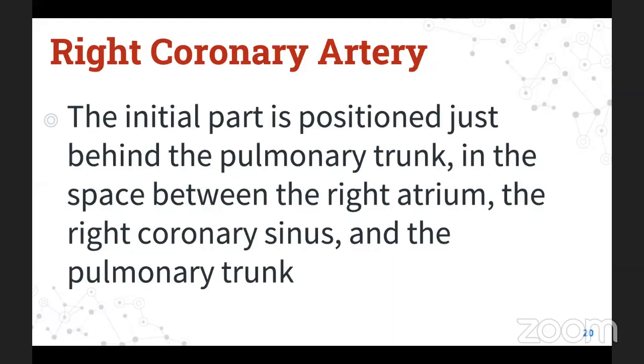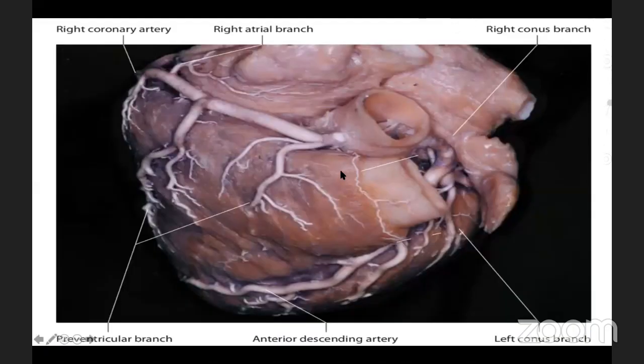Now we finish talking about the left system. Now we'll talk about the right system. The initial part of the right coronary artery is behind pulmonary trunk, in the space between right atrium and right coronary sinus and pulmonary trunk. As we can see in this picture, this is the pulmonary trunk. This is the origin of the right coronary artery, and these are the main branches of the right coronary artery. It originates behind the pulmonary trunk.